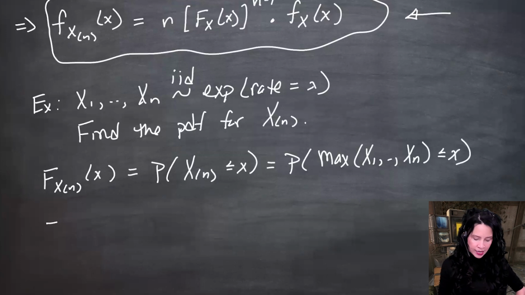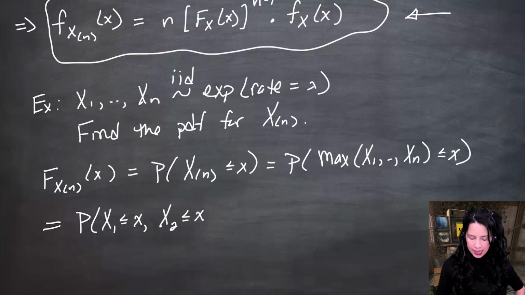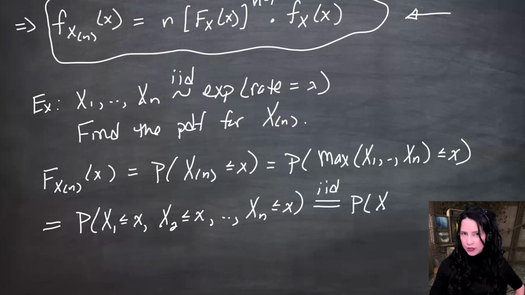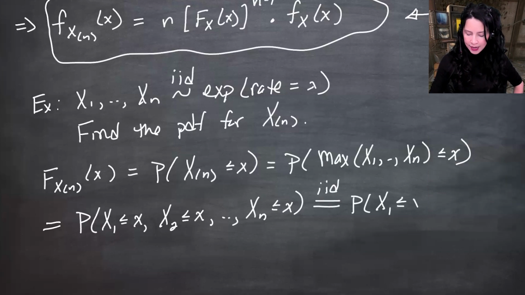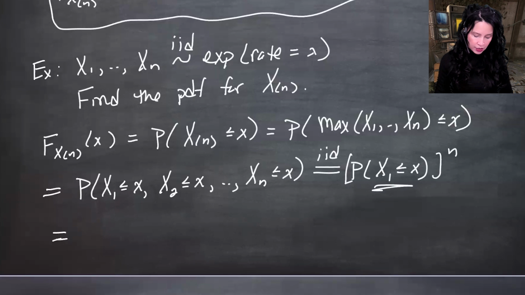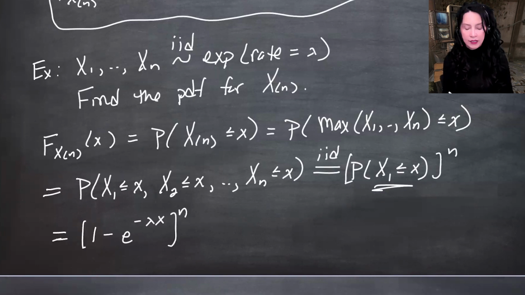Draw a number line and realize the only way the maximum of the sample of size n could be less than or equal to x is if they're all less than or equal to x. So the first one and the second one and down to the last one. And now I'm going to do it all at once. Because these are IID, I get to factor this, and because they're identically distributed, I get the same thing over and over again, so to the nth power. And so this is the CDF for that exponential, which we just saw is 1 minus e to the minus lambda x, to the n.